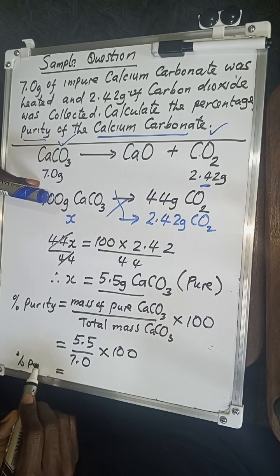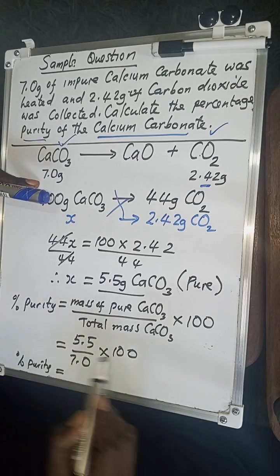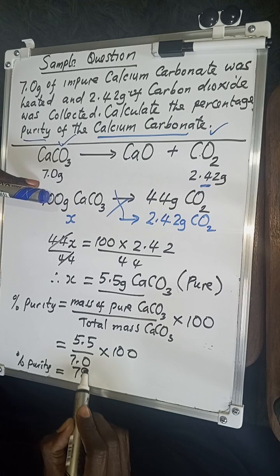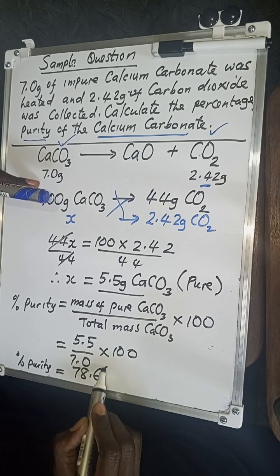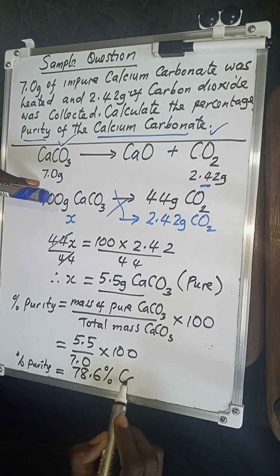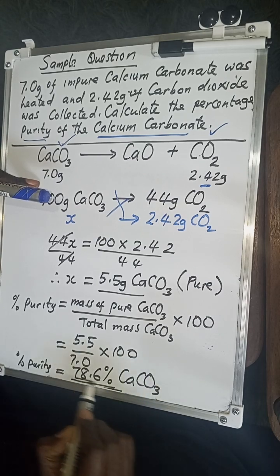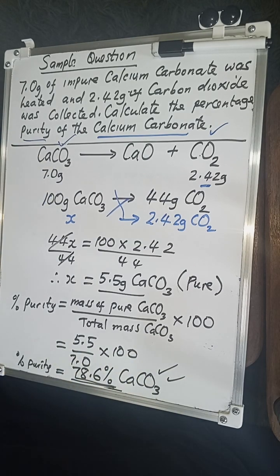Therefore, the percentage purity, if you work that out on your calculator to one decimal place, you are going to have 78.6% of calcium carbonate. That was the percentage purity. So this is what I wanted you to get. That is the way you can go about calculating the percentage purity.